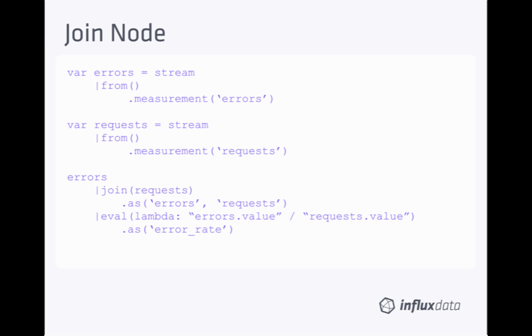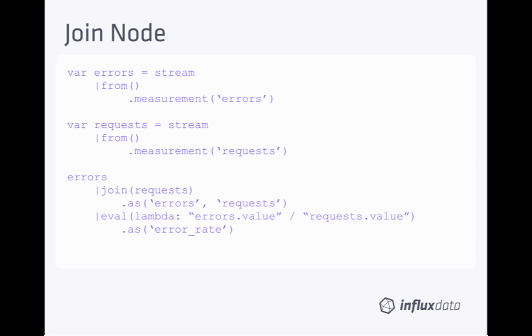So I'm going to walk through this tick script line by line and talk about how a join is performed. So we're going to save two streams in variables here. Var errors is a stream from the measurement errors, and requests is a stream from the measurement requests. So we've taken two little slices of this data stream coming into Kapacitor. We're going to say join requests to errors, and then as specifies the measurement names moving forward in the tick script. Otherwise, Kapacitor will call them things like errors underscore measurements, errors underscore requests. The naming becomes confusing. Make sure you alias with that as after you join.